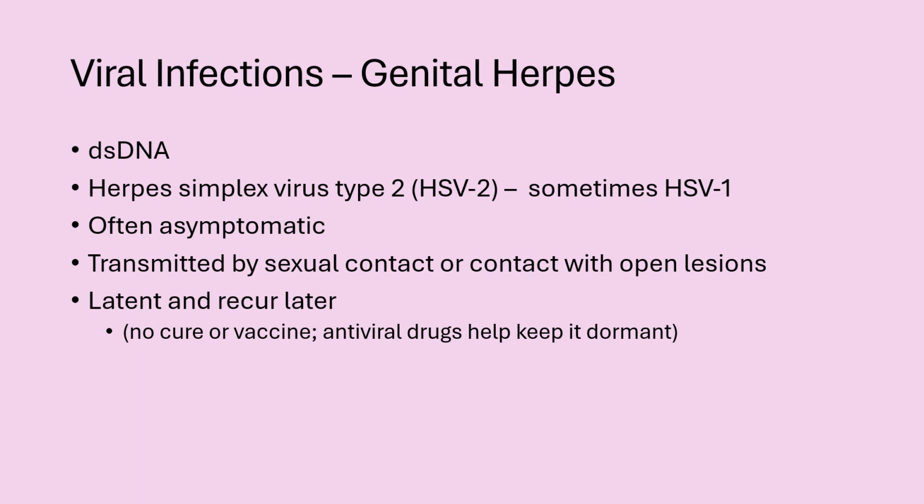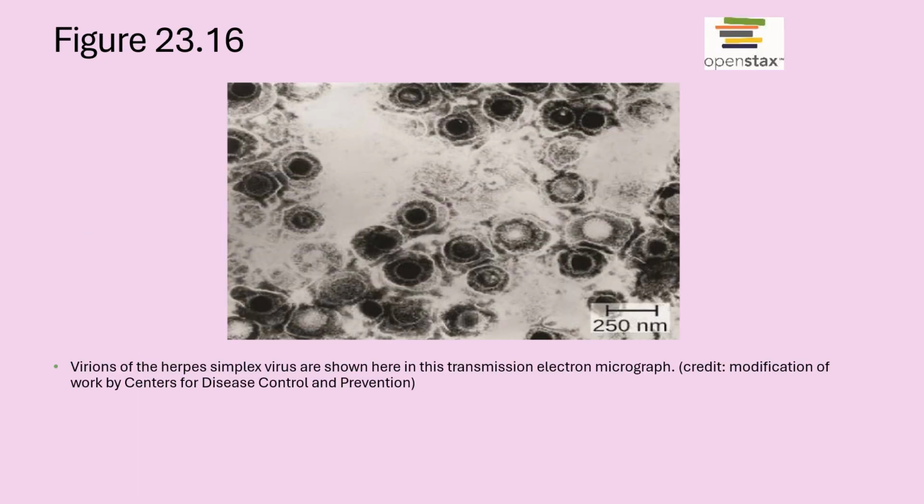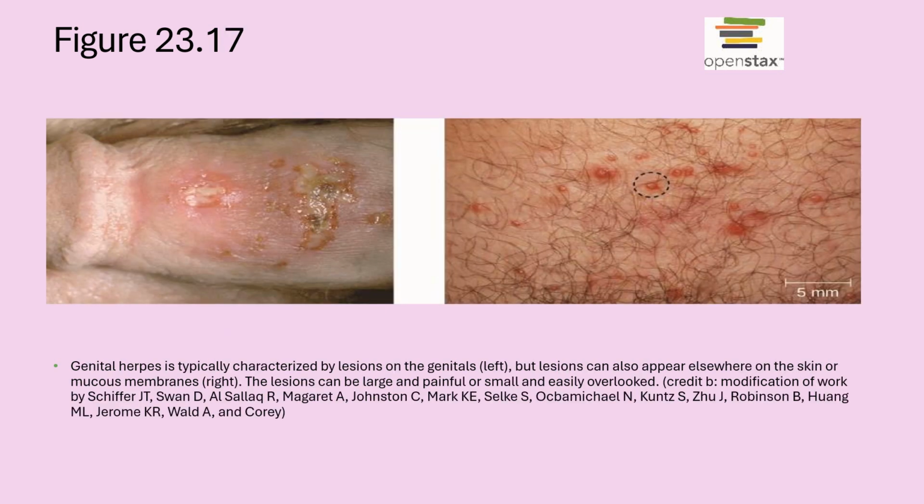Is there any way to determine when the reoccurrence is going to be? No. There is no cure or vaccine for it. There are antiviral drugs that will help keep it in that dormant state. And this is what the virus looks like when shown under transmission electron microscope. And genital herpes does cause these lesions. Like I said, contact with open lesions can help transmit it.